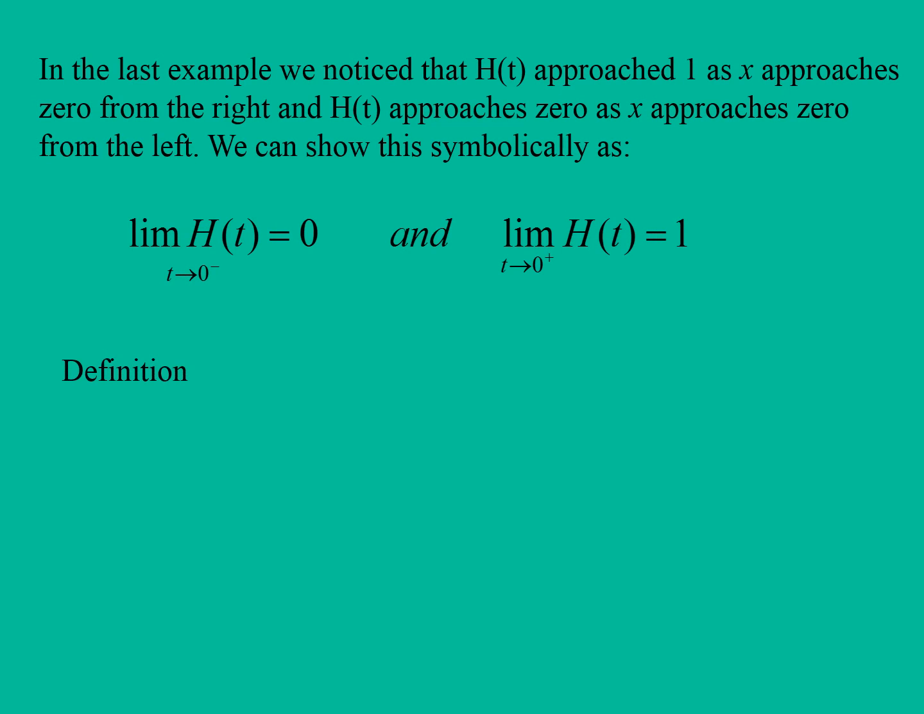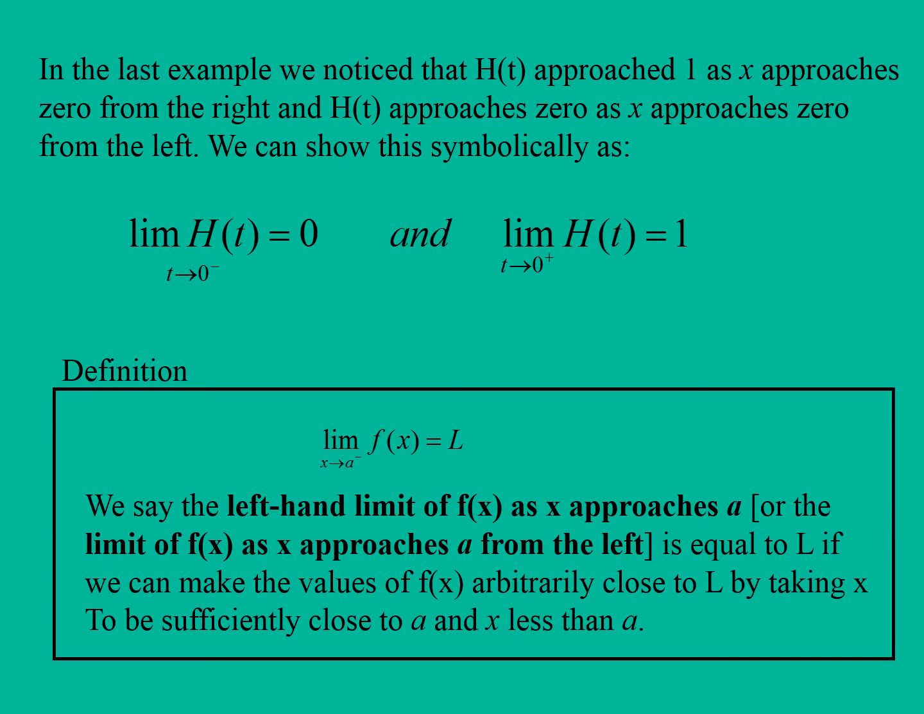So let's look at the definition of a one-sided limit with the Heaviside function in mind. We have the limit of f of x as x approaches a from the left equals L. We say that the left-hand limit of f of x as x approaches a is equal to L if we can make the values of f of x arbitrarily close to L by taking x to be sufficiently close to a and x less than a.